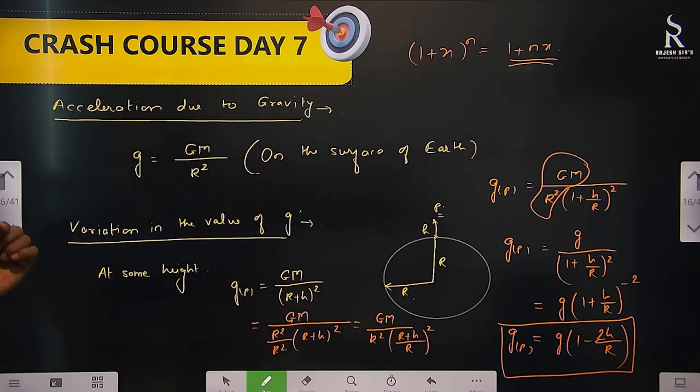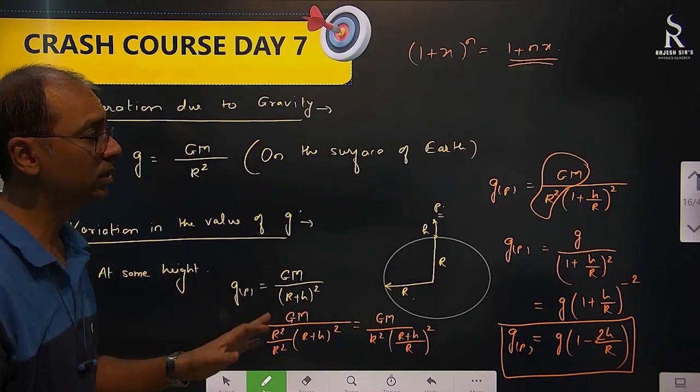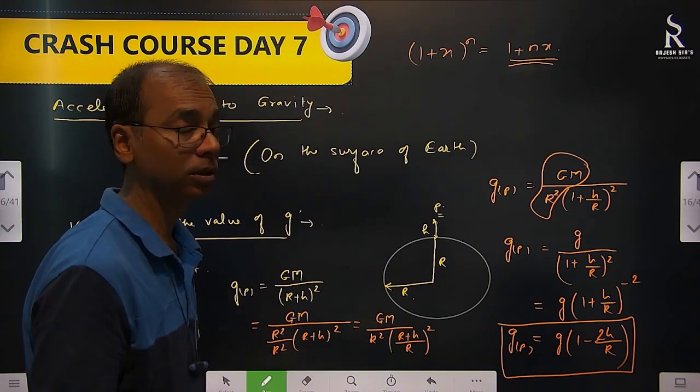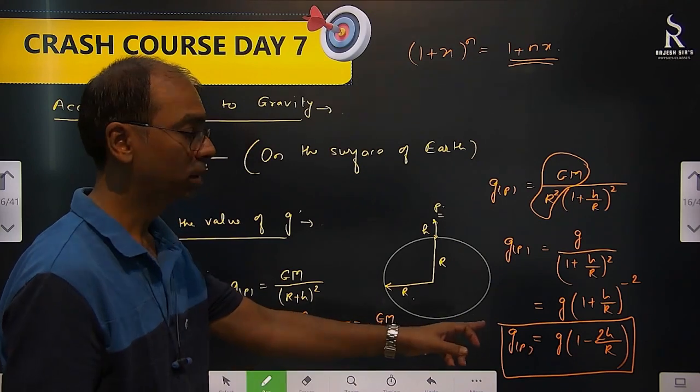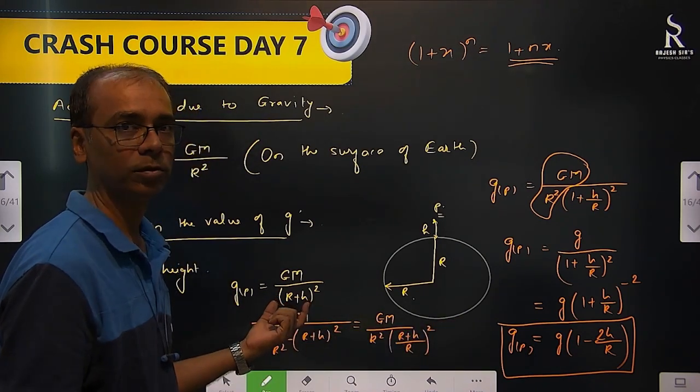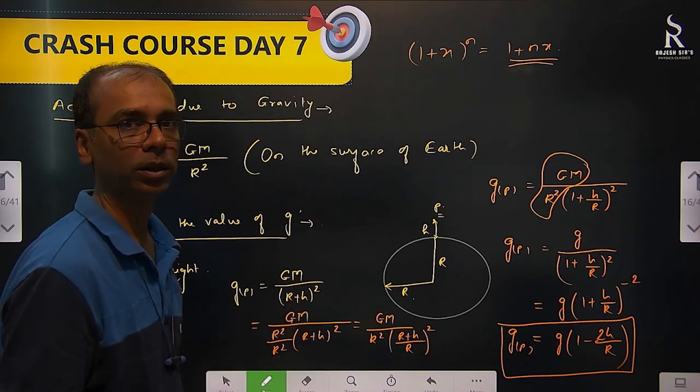Okay, this is at a certain height, but suppose h is comparable to r, maybe h is something like 1000 kilometers or 500 kilometers, then we will not use this formula. Then what will we use? This exact formula. From here we will calculate.